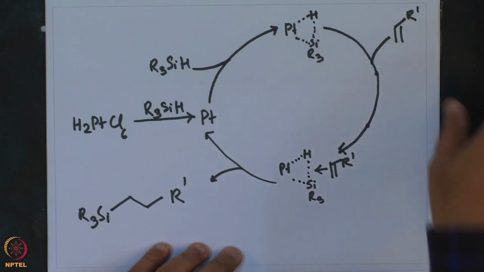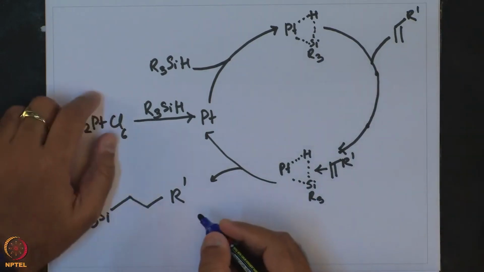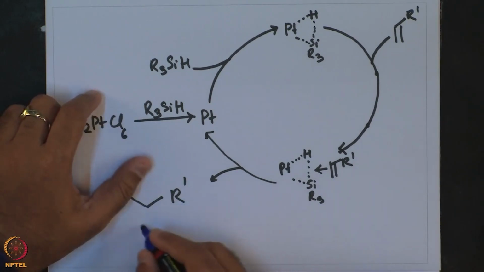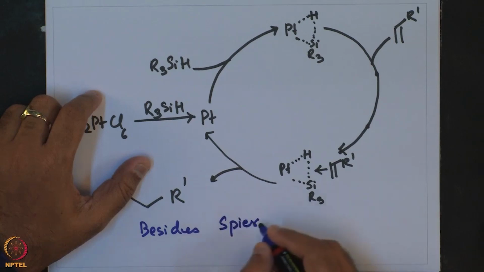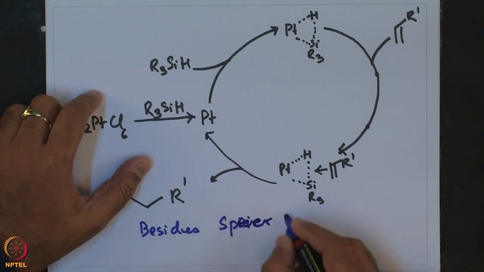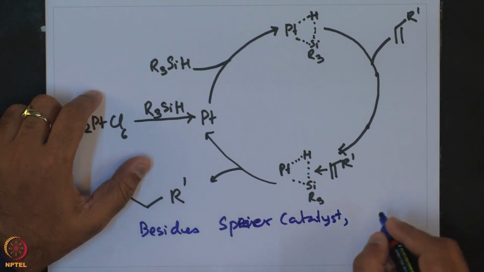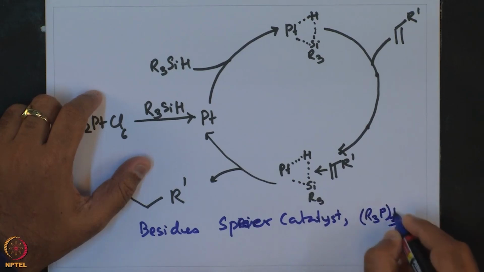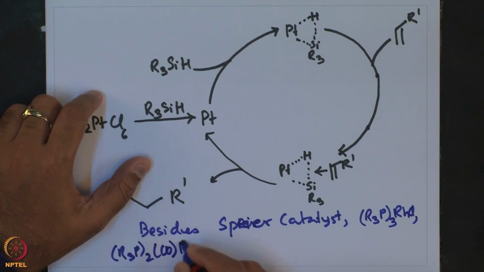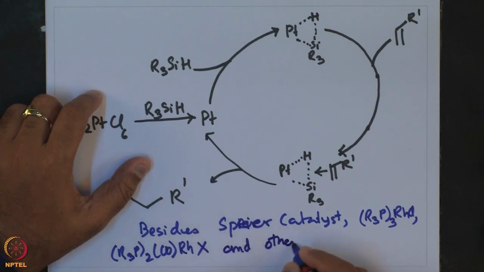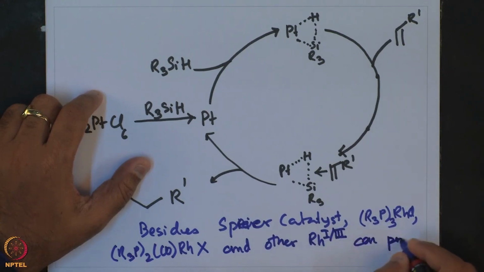So, apart from Speier catalyst, the other catalysts which can perform hydrosilylation reactions are, besides Speier catalyst, (R3P)3 rhodium chloride, (R3P)2 CO rhodium X, and other rhodium 1 and 3 complexes can perform hydrosilylation reaction.